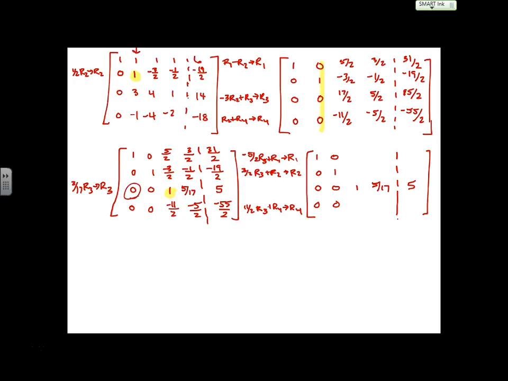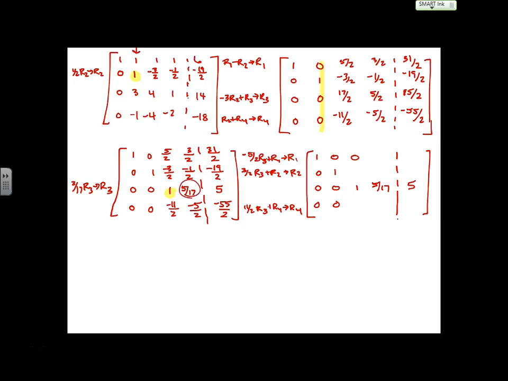Focus. 0 times -5/2 plus 1. 0 plus 1 is just 1. That's easy. 0 times -5/2 plus 0. That's just 0. We already filled them in. -5/2 times 1 plus 5/2. That's 0. Zero. Woo!